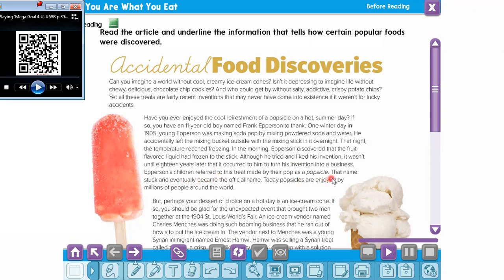Steak and eventually become the official name. Today, popsicles are enjoyed by millions of people around the world. Okay. Now, Leith, I want you to tell your friends what does this mean, accidental food discoveries.